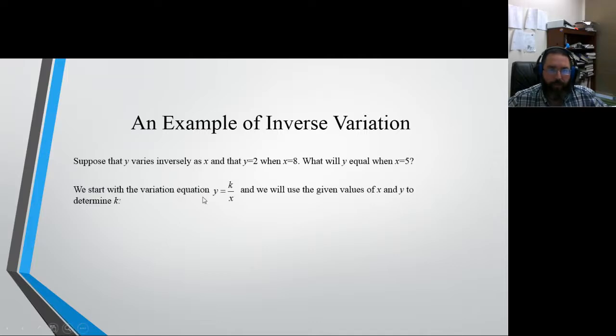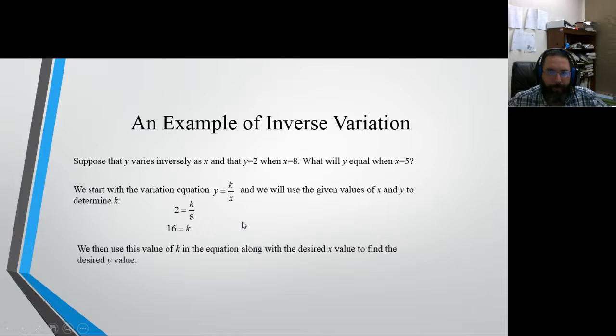So we start with the variation equation, y equals k over x, and we will use the given values, again, the given values we had of y being 2 and x being 8 to find k. So when we go ahead and plug those in, we get 2 is equal to k divided by 8. Multiplying both sides by 8 gives me that k is equal to 16. And now I'm going to take this k value and plug it back into this variation equation and use that along with the x value of 5 to find the desired y value.